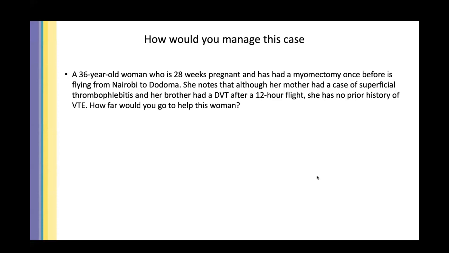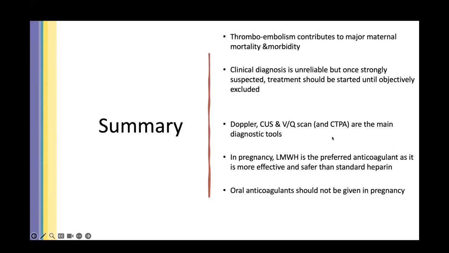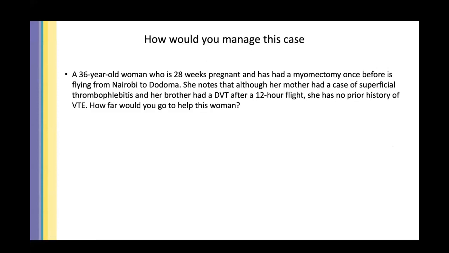As we wait to hear from her, we can have a short interlude about some of the challenges with the question. A 36-year-old woman who's 28 weeks pregnant and has had a myomectomy once before and is flying from Nairobi to Dodoma. Of course, we know that most of the patients do not fly. But if you get those that fly, most of them will want to be reassured about their thromboprophylaxis state. She knows that although her mother had a case of superficial thrombophlebitis and her brother had a DVT after a 12-hour flight, she has no prior history of VTE. How far would you go to help this woman?